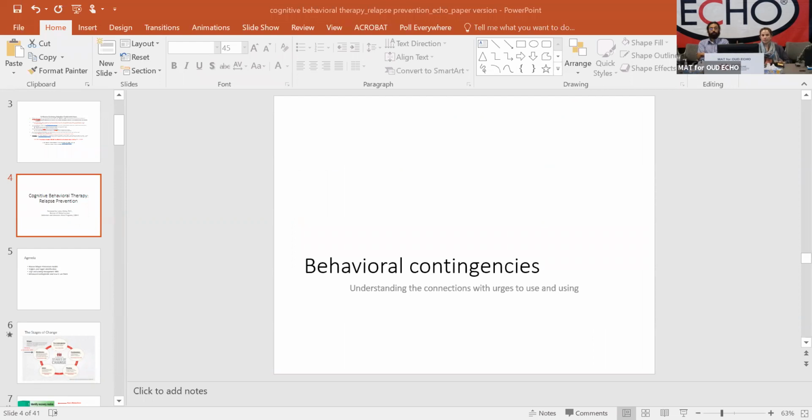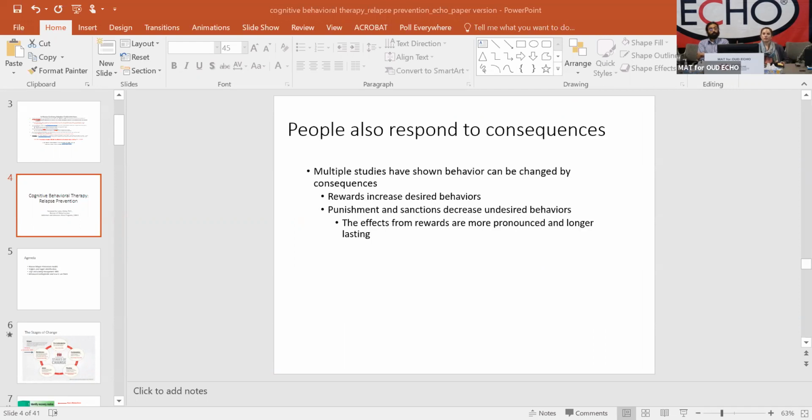Behavioral contingencies is another one. This is teaching patients what are the things that are basically reinforcing their use and how they can start to reinforce differently. We know that people respond to consequences and rewards, and that's been very clear, right? Rewards will increase a desired behavior, whereas punishments or sanctions will actually decrease it. We do know, however, that the effect of reward is a lot more pronounced and longer lasting.